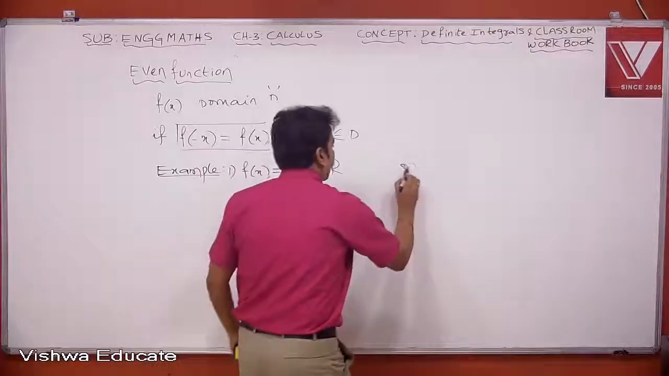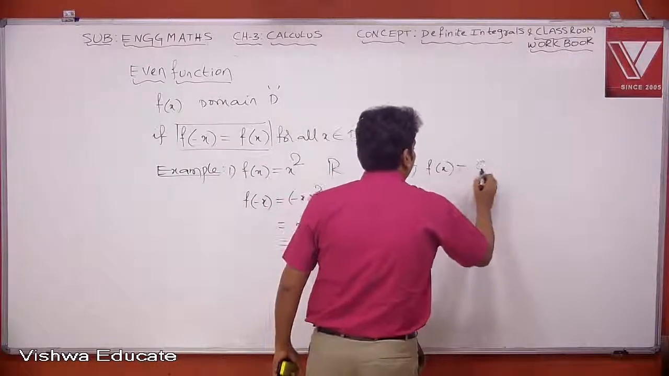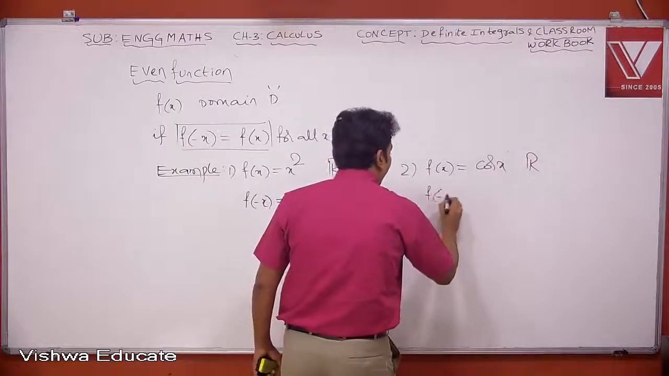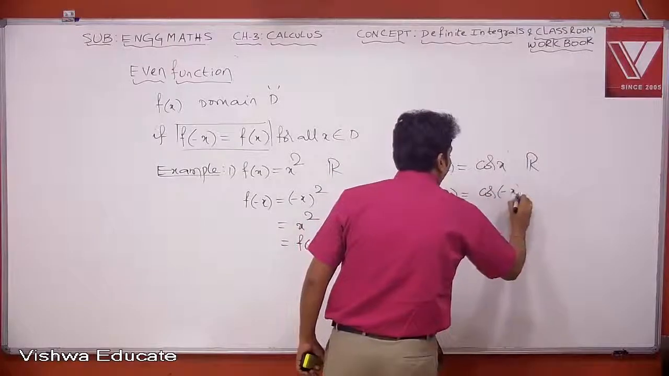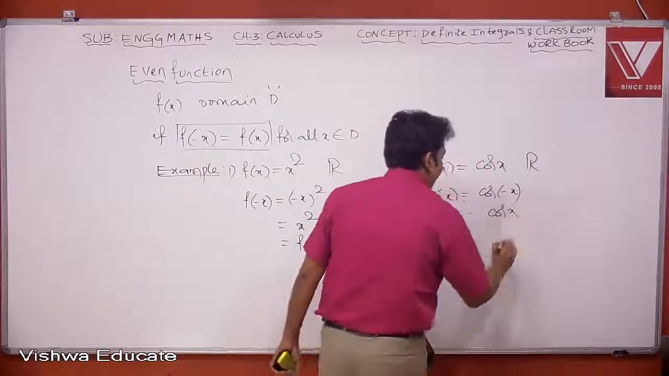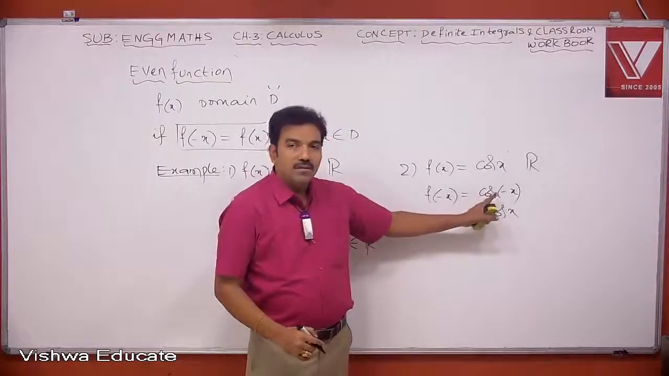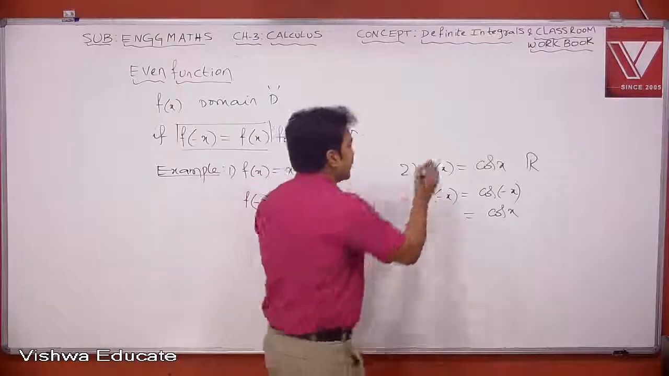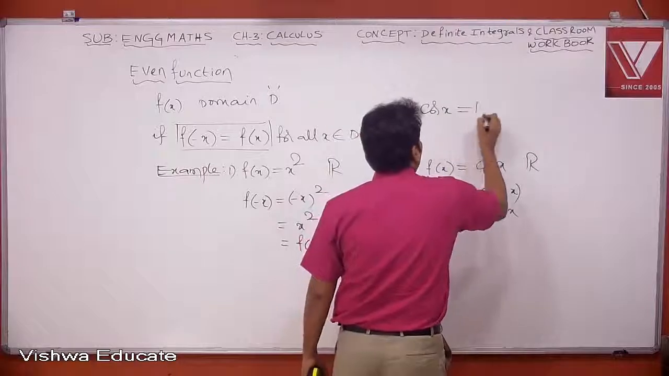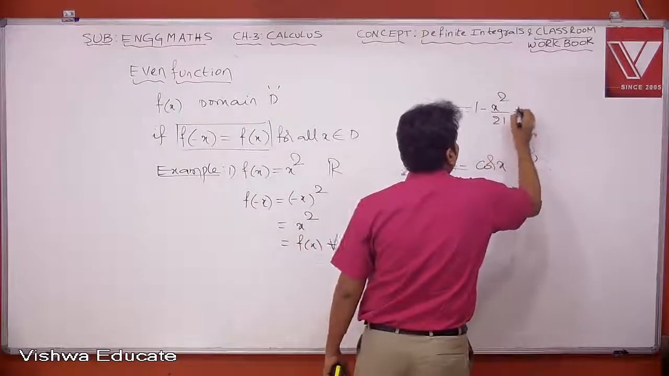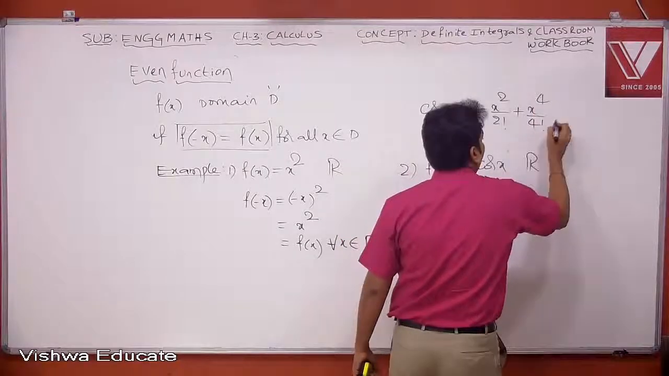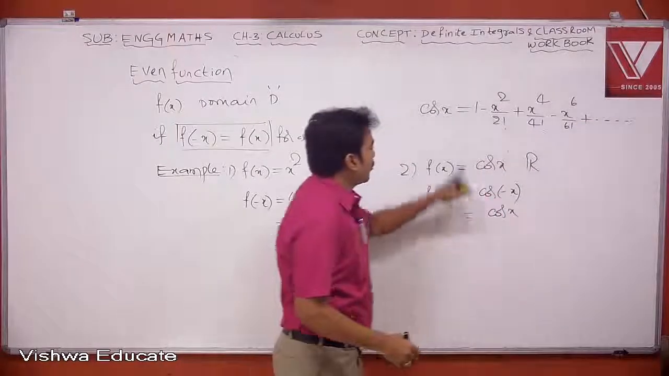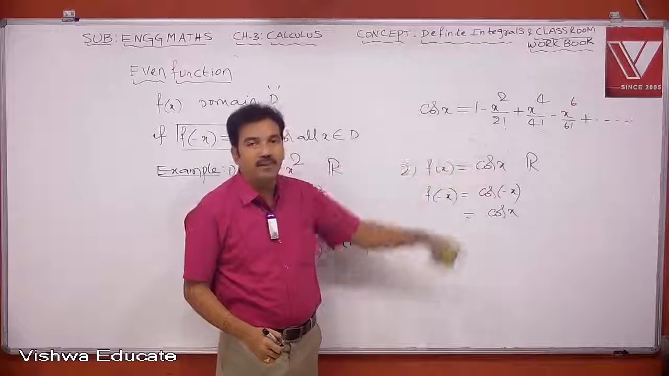When you take f of x equal to cos x, the domain of cos x is again real numbers. Now replace x by minus x. This is cos of minus x, which is again cos x. Because the series expansion of cos x is 1 minus x square by 2 factorial plus x power 4 by 4 factorial minus x power 6 by 6 factorial plus and so on. So the series expansion of cos x contains only even powers of x.